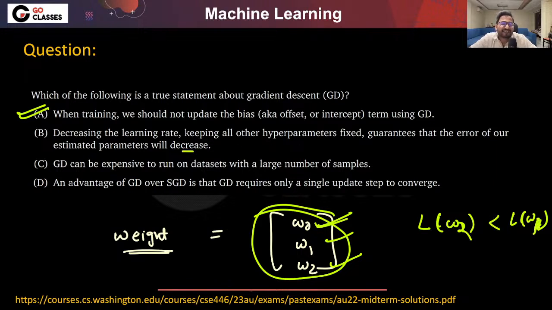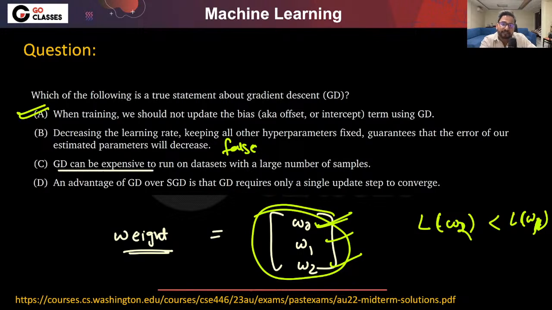So decreasing doesn't guarantee. There is no guarantee about the things, so that's why it is false. There is no guarantee how much you are decreasing. Even if you are decreasing too much, then also there is no guarantee. Okay, what is the next point?